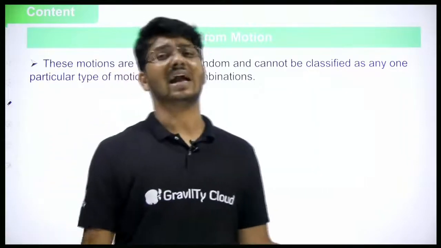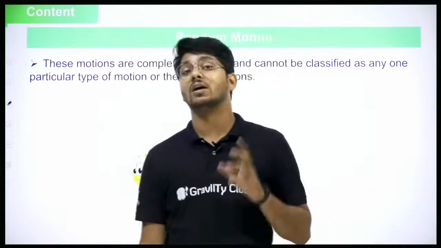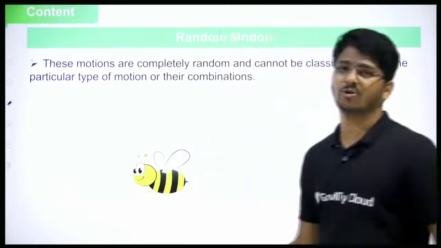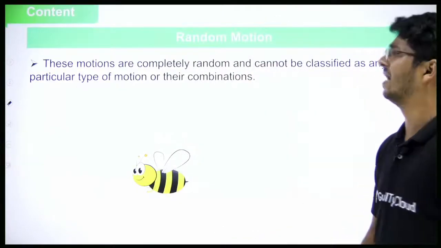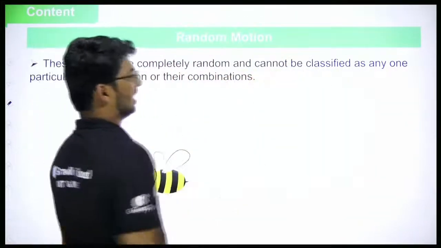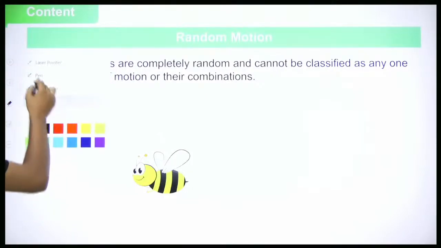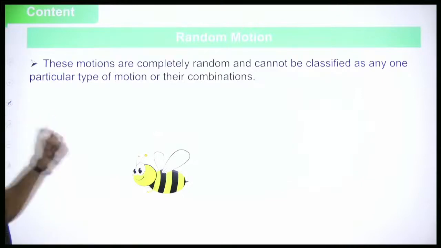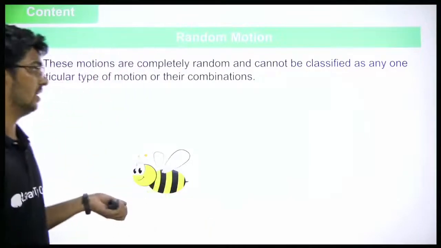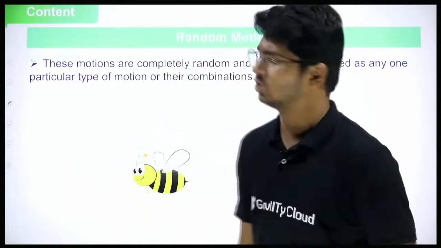It's completely random. It's not going along a straight line. It's not going in a circle. It's not rotating. It is not repetitive, it's not periodic. So which type of motion is that? Random motion. We just call it random. No name for that. These motions are completely random and cannot be classified as any particular type of motion or their combinations. You can't say that this is a combination of curvilinear or anything. It's a completely random path. Okay? That is the reason. Understood?